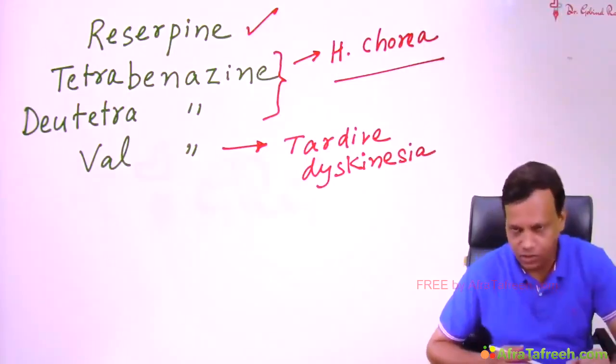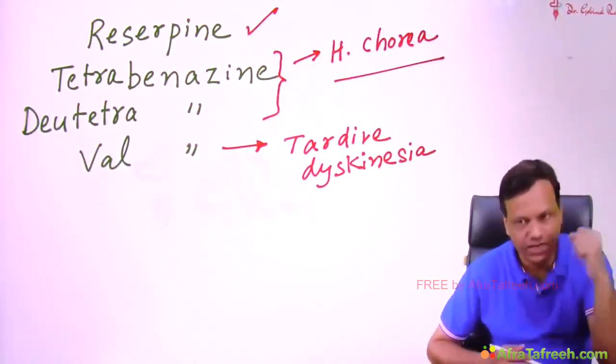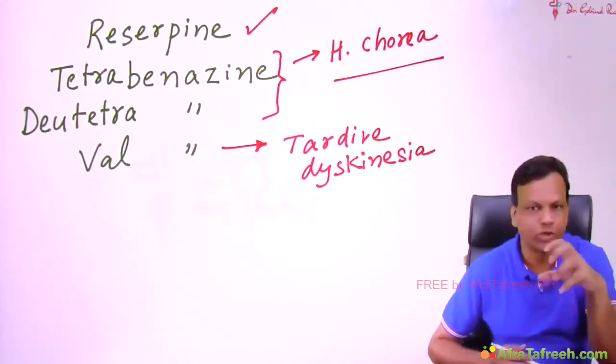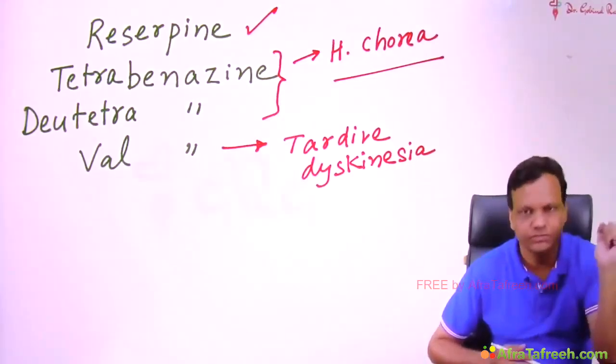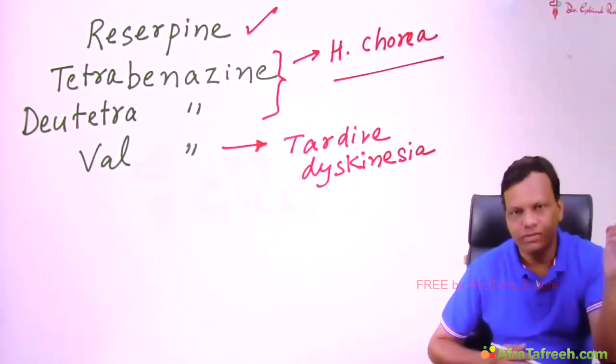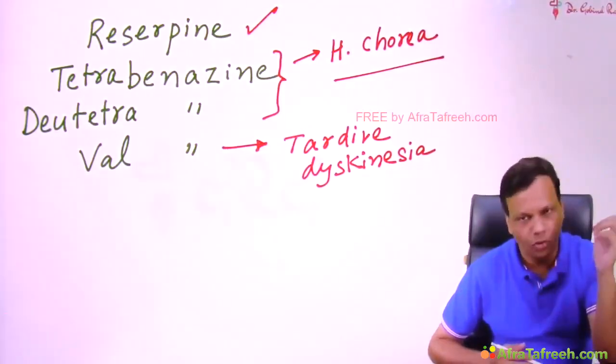We discussed in the endocrine, this CNS also. Tardive dyskinesia occurs due to supersensitivity of dopaminergic receptors. Okay, so that is important about VMAT 2 inhibitors.